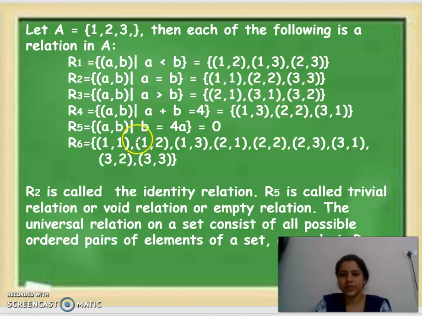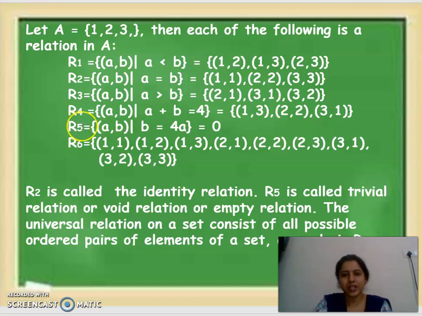And the next relation R4 contains a plus b equal to 4. So if you take a and b both from the capital A set, then the sum of those two must be equal to 4. Then the ordered pairs in this relation are (1, 3), because 1 plus 3 is 4, (2, 2), 2 plus 2 is 4, and (3, 1), and 3 plus 1 is equal to 4.